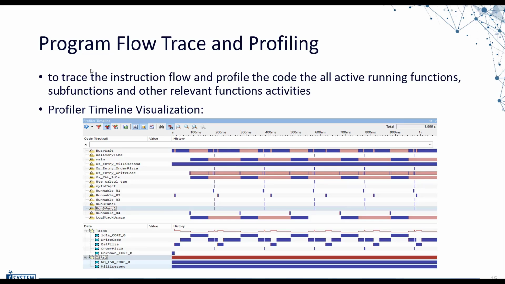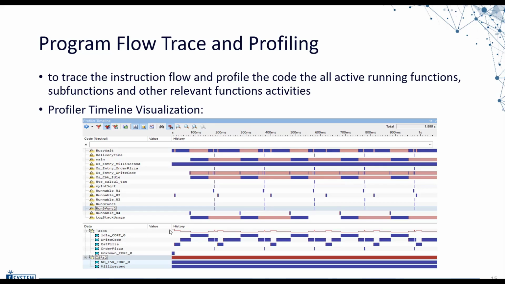Moving to the next slide, or the next use case, which is program flow trace and profiling. What is our aim here? Here our aim is to trace the instruction flow and profile the code of all active running functions, subfunctions, and other relevant activities. And this is our expected profiler timeline. Here you will see all the active or inactive running functions and everything along with these tasks and ISRs.